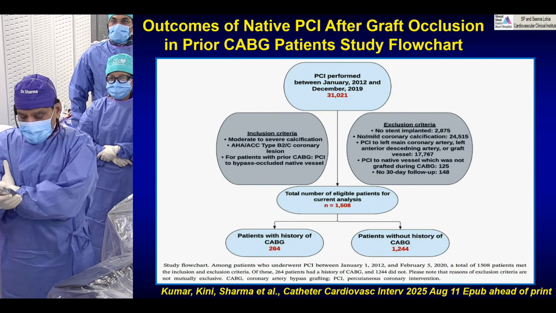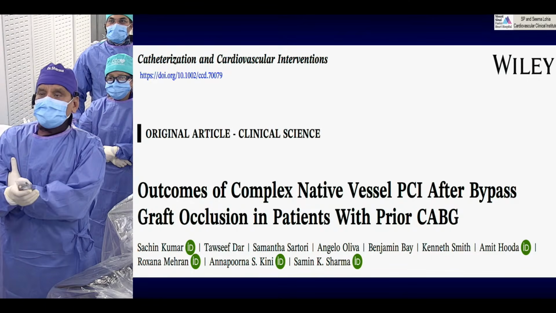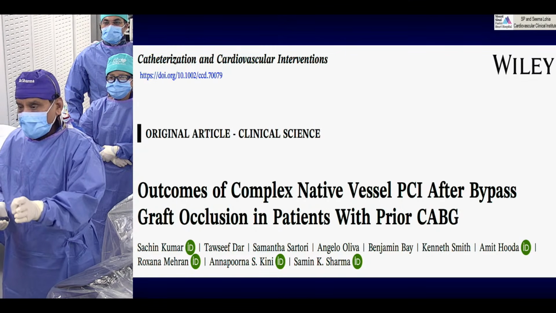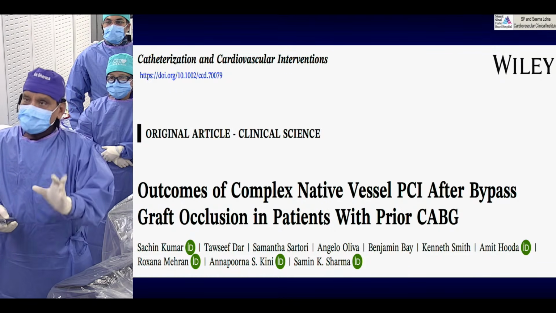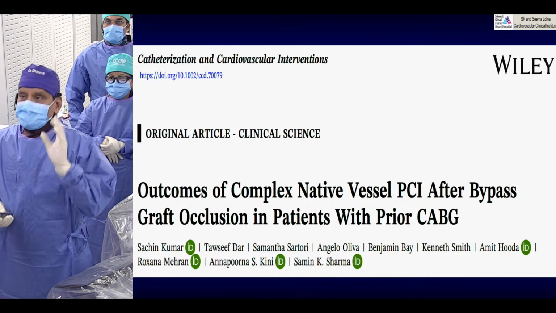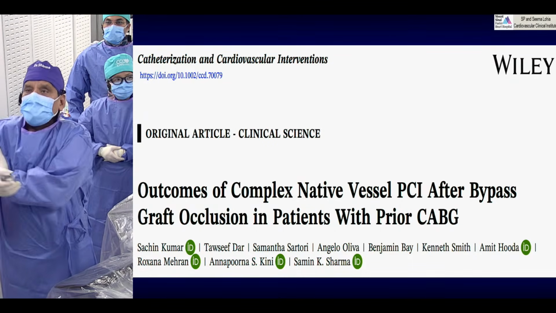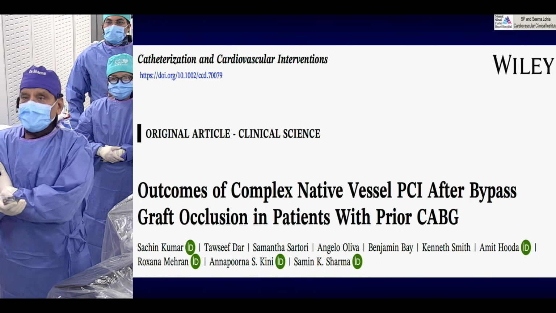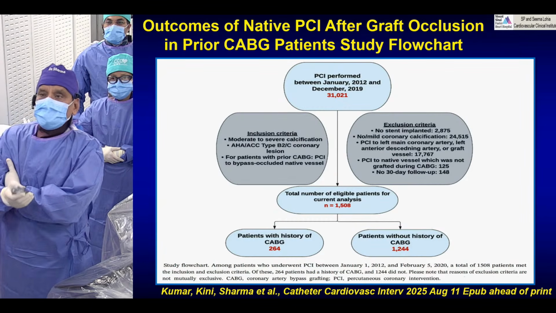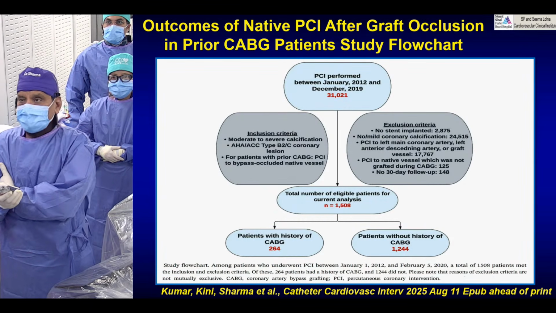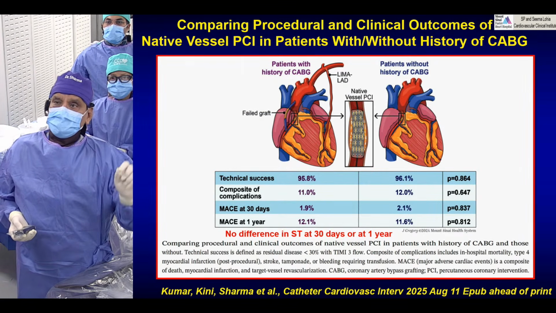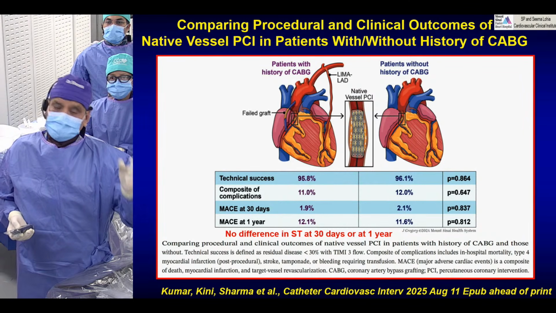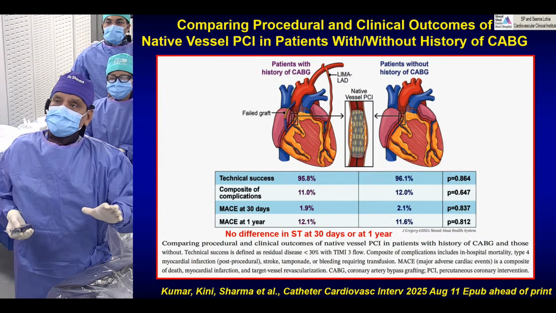Then another big dataset: there are some papers suggesting that if you have a vessel where there was a bypass and you intervene on that vessel, the outcome differs compared to an innocent artery where there was no bypass. So this is the paper that came out on complex native vessel PCI after bypass occlusion, comparing patients with a history of CABG to patients without a history of CABG, and we excluded the LIMA. So it was more of a non-LAD population, and you can see here technical success was identical. Native vessel PCI was done in both groups, LIMA was excluded.